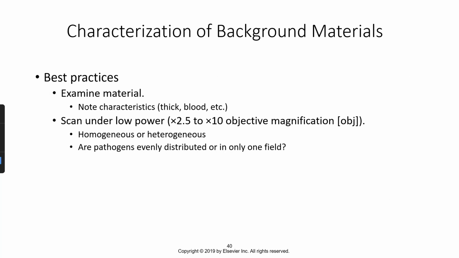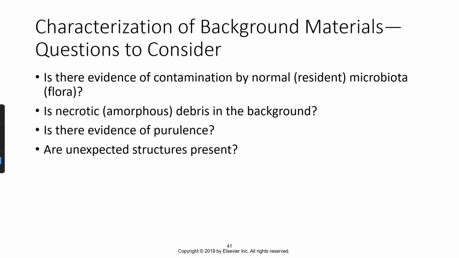Best practices to characterize the background materials: examine the material and note the characteristics, and then scan under low power. You want to determine if it's homogeneous or heterogeneous. Homogeneous means that it's the same throughout. Heterogeneous means that there's different portions with different types of looks to them. And then are the pathogens evenly distributed, in only one field or in all of the fields? Is there evidence of contamination by normal biota? Is it necrotic? Is there evidence of purulence? Purulence is pus, so you'd see some white blood cells in there. Are there unexpected structures present?